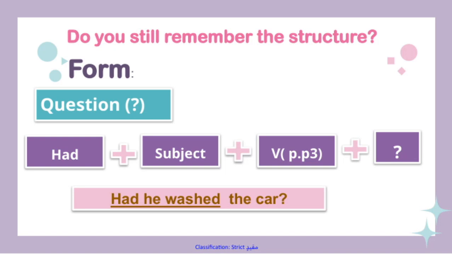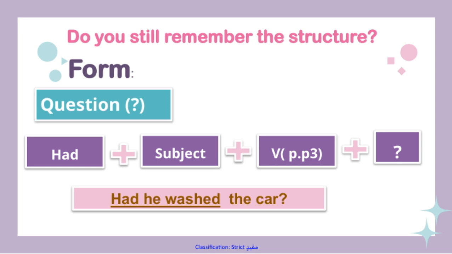All right, let's take a closer look at this slide. So here we have a question form which is used in the past perfect tense. The question we're looking at is, had he washed the car? Now notice the structure. It starts with had, which is the auxiliary verb, followed by the subject, in this case he, and then the past participle, washed. This structure is key when forming questions in the past perfect tense.